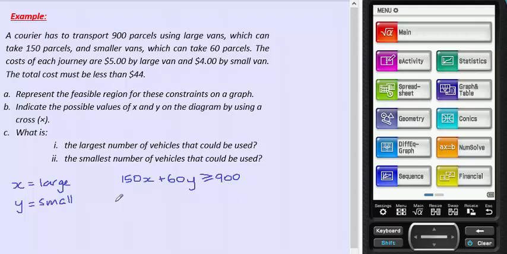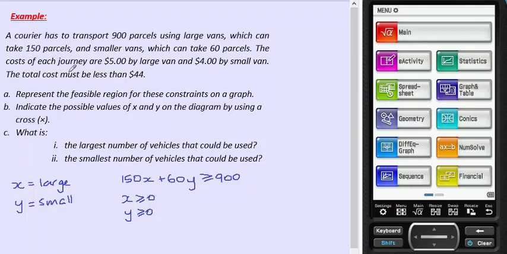The second constraints I need to think about are, I need to have a positive number of vans. I can't use a negative number of vans. That doesn't make any sense. So my X is greater than or equal to 0, and my Y will be greater than or equal to 0. So now I'm saying I have a certain number of vans and they take a certain number of parcels.